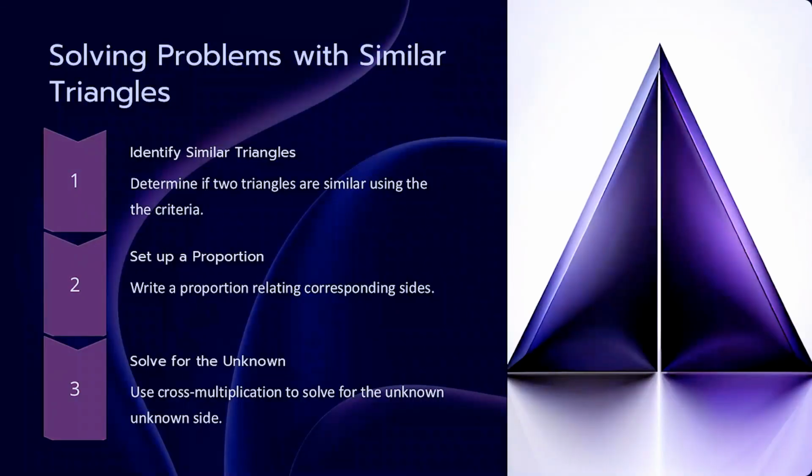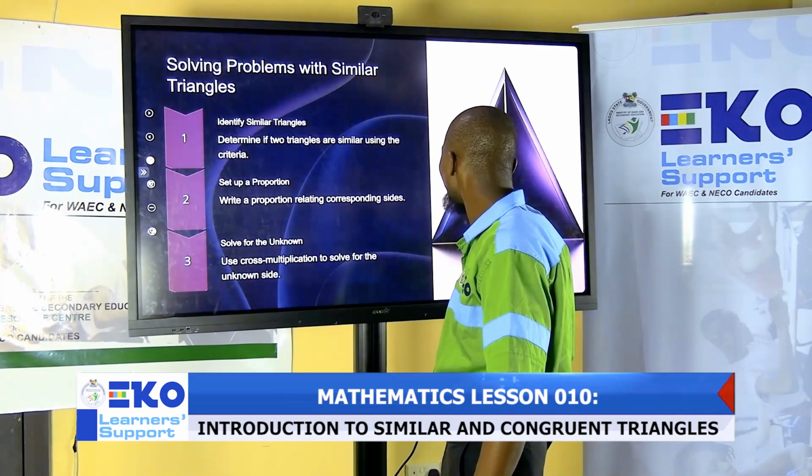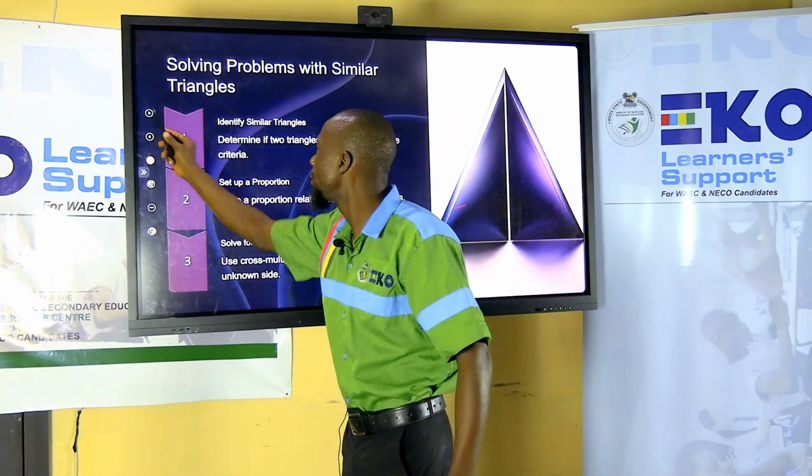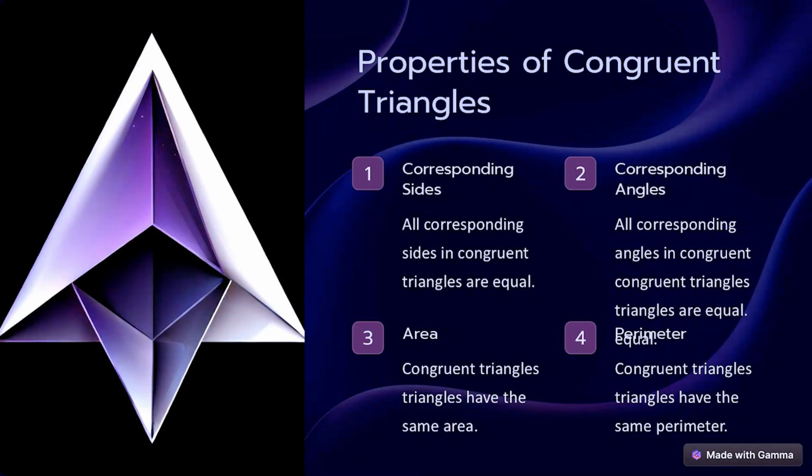So, solving problems, we identify similar triangles, determine if two triangles are similar using the criteria, then you set up a proportion. Is that clear? So you write a proportion relating corresponding sides together, writing them in ratio the way I've expressed it earlier, then solve for the unknown. You can use cross multiplication to solve for the unknown. Okay? So the properties again for congruent triangles.